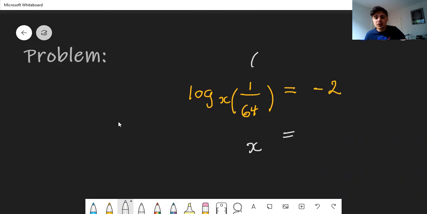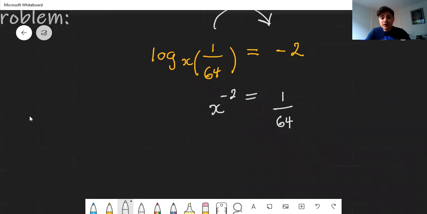The logarithm is equal to the power. So this is equal to -2. That means -2 must be the power. So I'll write -2 there as the power. There's only one thing left over, and that's 1 over 64. So this must go here, 1 over 64.